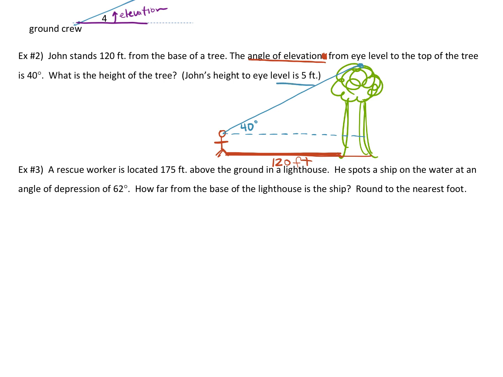Now, it says that John is 5 feet tall at eye level. John's height up to his eye level is 5 feet. So this height right here is 5 feet. Well, his eye level is 5 feet, so he's probably 5'3". What if his forehead was like 6 feet? That would be a really big forehead.